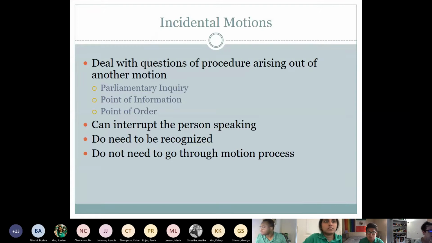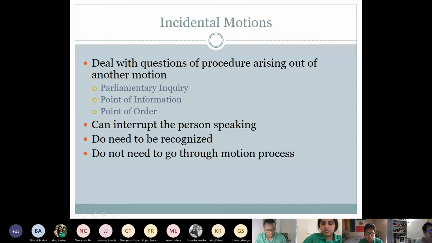All right, the next one is a point of information. Now, you might think they want to give us information. But in fact, a point of information is actually a question. So if you have a question related to the current business or motion that would help you make a decision, you would raise a point of information. So say you're in the middle of debating a bill that allocates money. You could raise your hand and say, point of information, how much money is left in the budget?